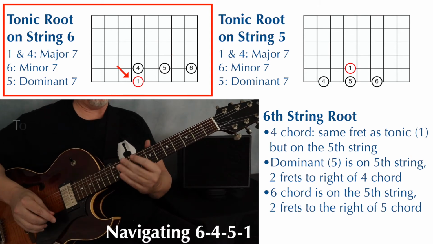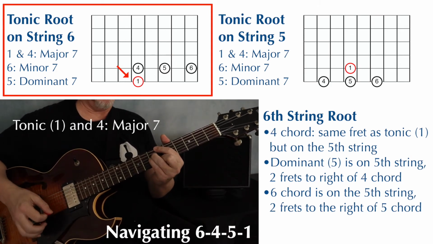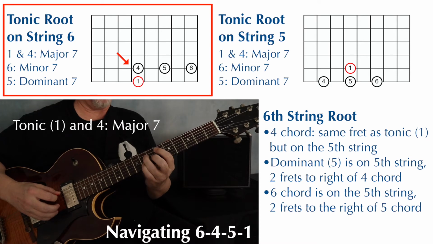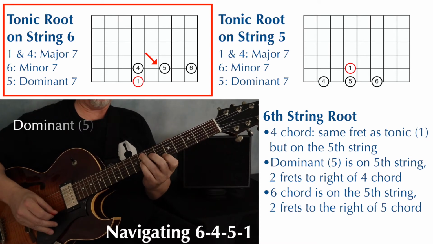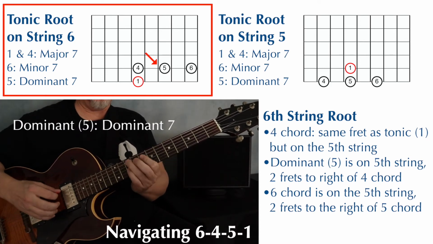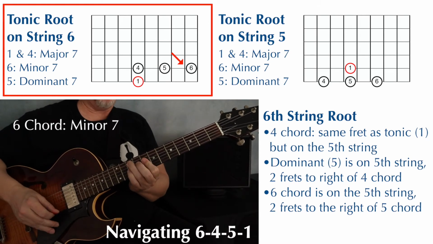Remember, we're going to be playing major 7 for our 1 chord, major 7 for our 4 chord, dominant 7s for our 5 chord, and minor 7s for our 6 chord.